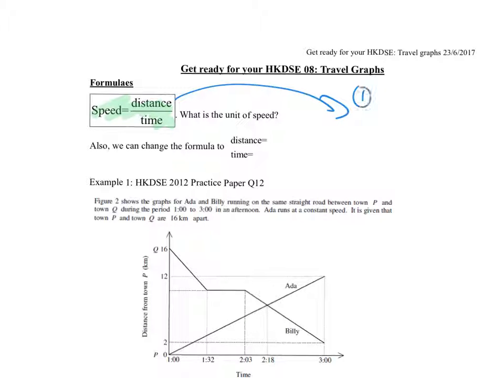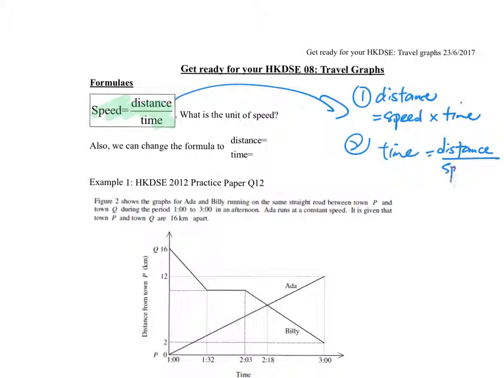The first one, according to the formula, is distance is equal to speed multiplied by time. On the other hand, you can also see that time will be equal to distance over speed. But anyway, all of these originate from speed is equal to distance over time.